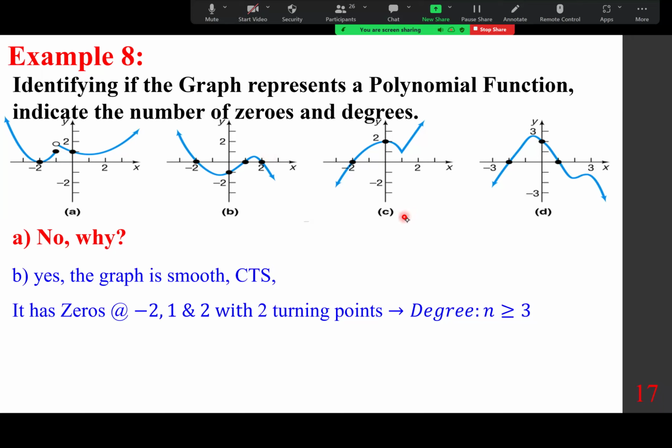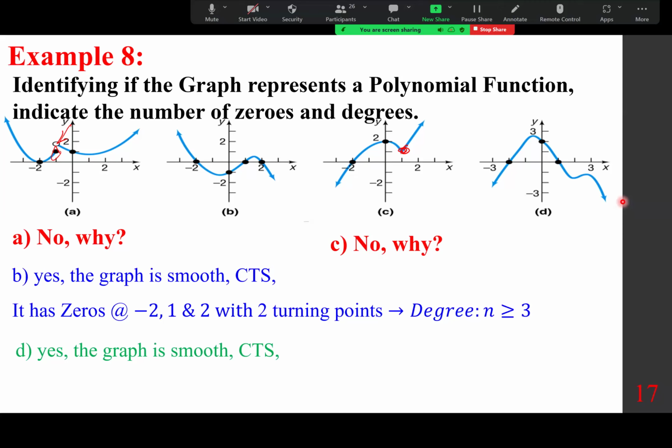Part C, no, it is not a polynomial. Why not? Look at this point. It's a sharp corner, or they just call it a corner. Look at this one. Sharp corner. So the problem is right here. This one, the problem is here and here, okay? So that's not it. But the last one, it's nice and smooth. And that, yes, the graph is a polynomial function.